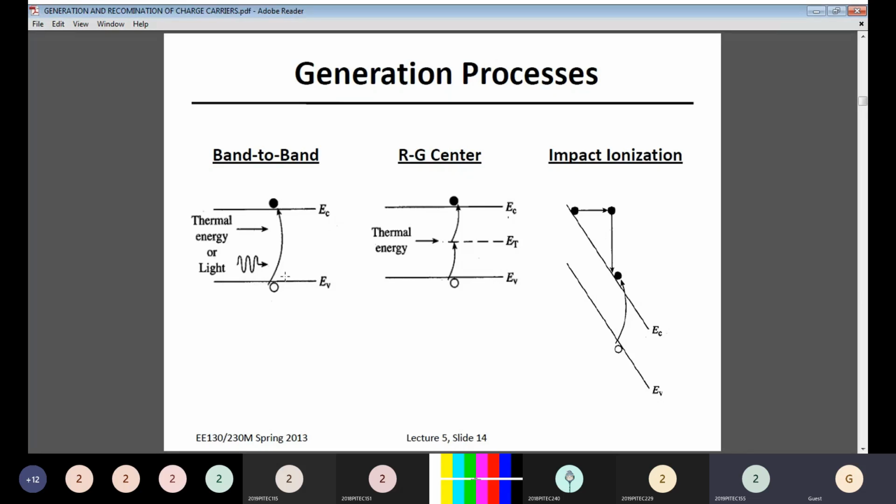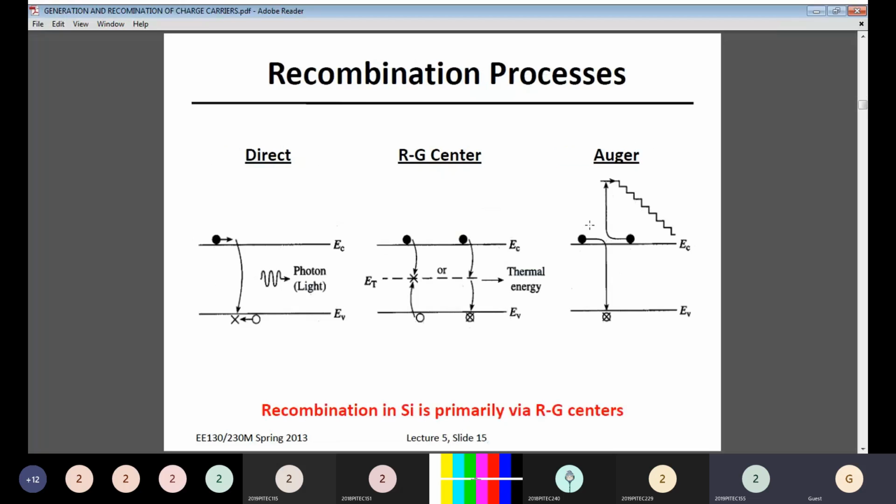This is band to band transition, and this is the RG center. So on applying thermal energy, the electrons from the valence band will move on to the conduction band with the help of this thermal energy, which relates to the RG center graph. And the third graph shows the impact ionization. The electrons moved on to the higher energy layer, that is the conduction band. The electrons are free to move to constitute the flow of current.